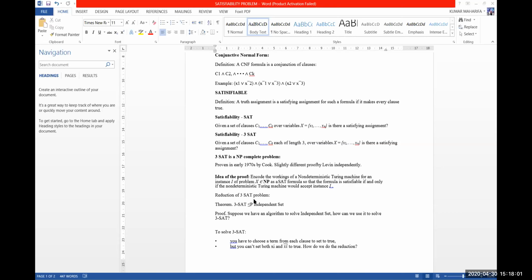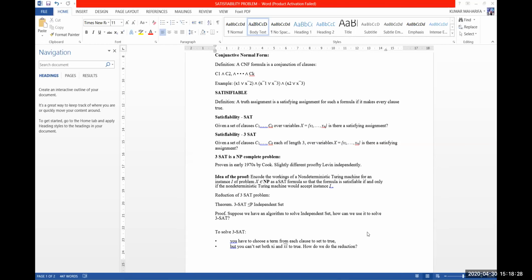And how are we going to reduce this 3-SAT problem? So the reduction of the 3-SAT problem. Okay, so the 3-SAT problem will be reduced to a problem called independent set. So this independent set will be solved using polynomial running time only. That's why it has been represented this way. Okay, so the 3-SAT has been reduced to the independent set problem, which can be solved using polynomial running time. That is the meaning of this.